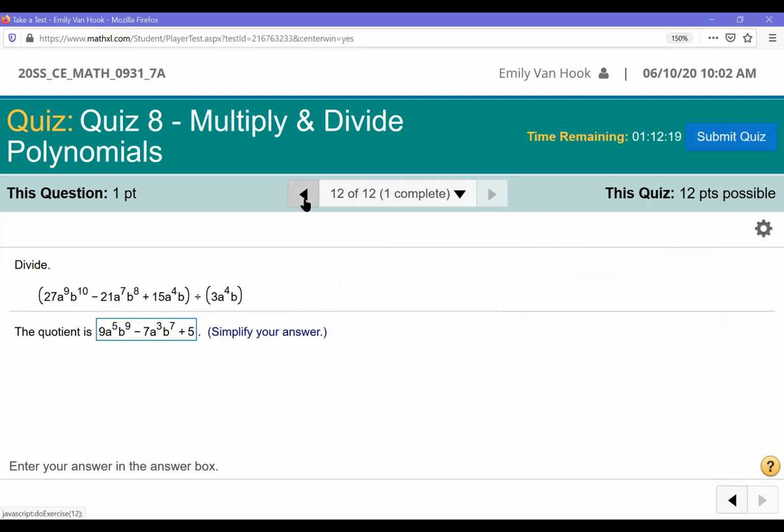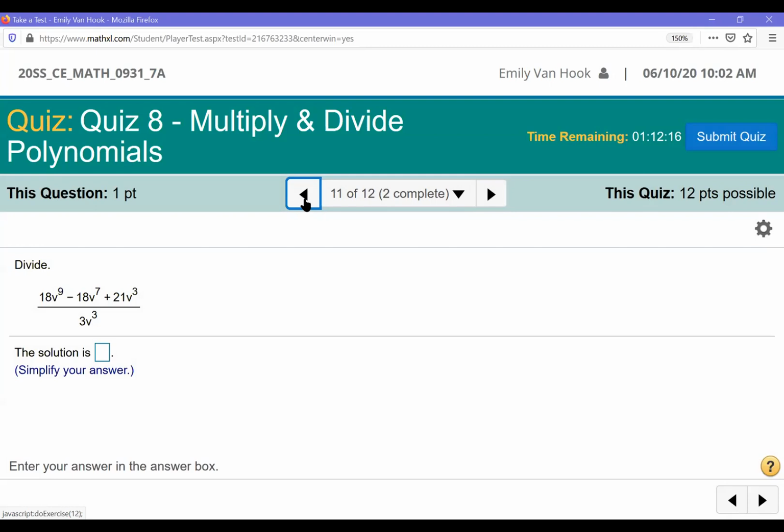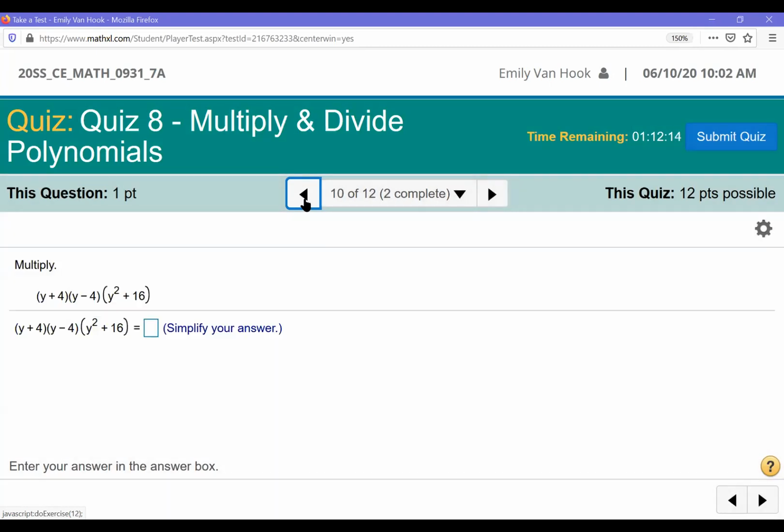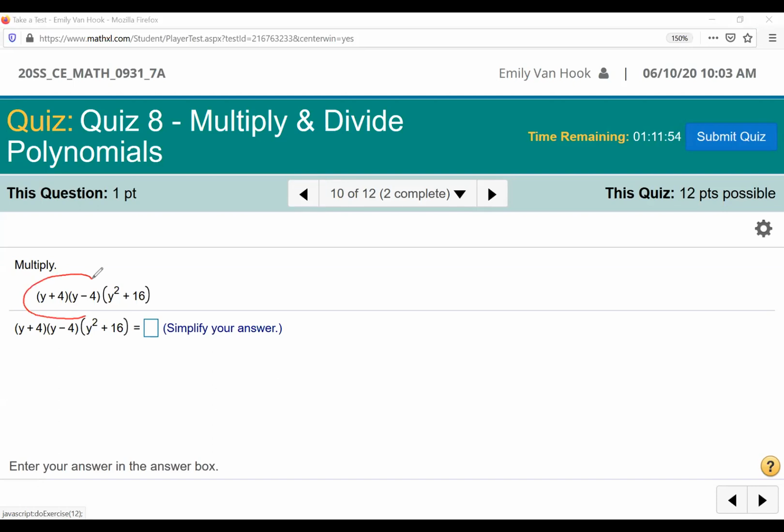Let's take a moment now to go back, and maybe here's another division. Let's take a look at one of the harder multiplication problems. Here's a good one. This is one from the special products lesson. There's meant to be a pattern that you're supposed to notice, but even if you don't notice it, that's okay. You can just FOIL, that's fine.